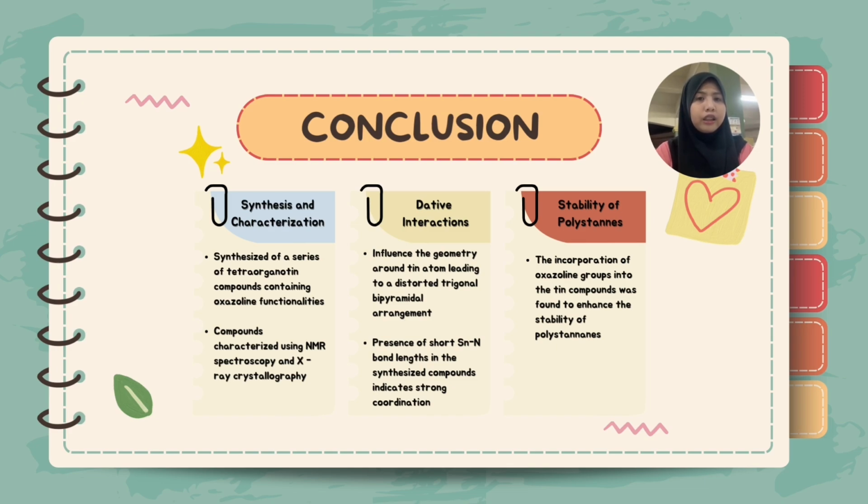Second, we have surface interaction. The tin atom adopts a distorted trigonal bipyramidal arrangement. The presence of a short Sn-N bond in the synthesized compound indicates coordination. Last, we have stability of polystannane. The incorporation of oxazoline compounds was found to enhance the stability of polystannane.